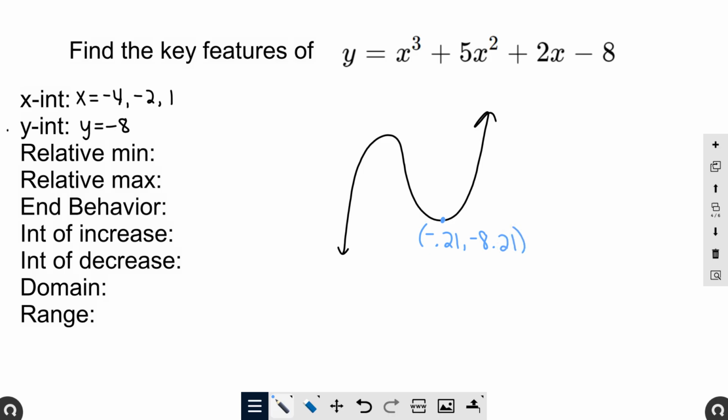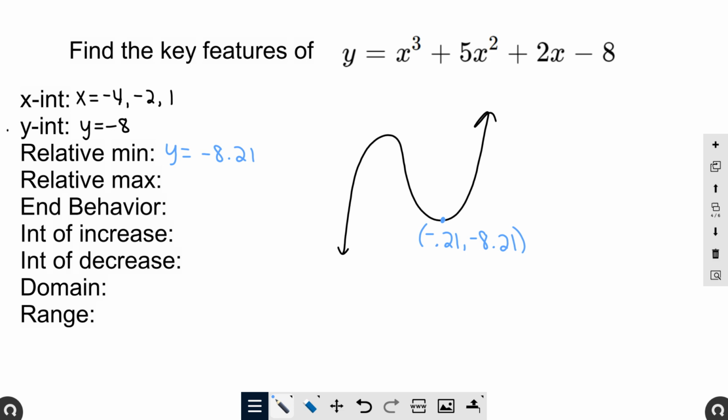But what do I write down for relative minimum? Because I don't write it as a point. I write it as the y value. So my y value is negative 8.21.